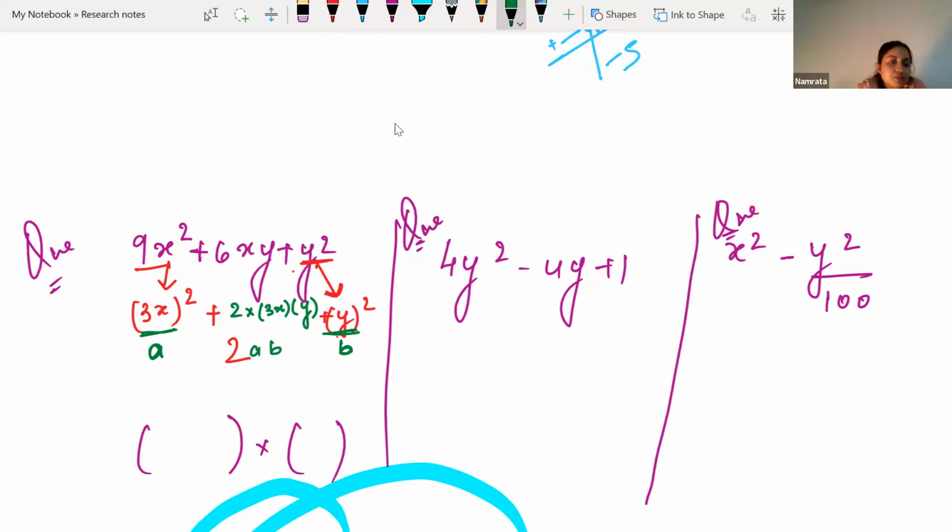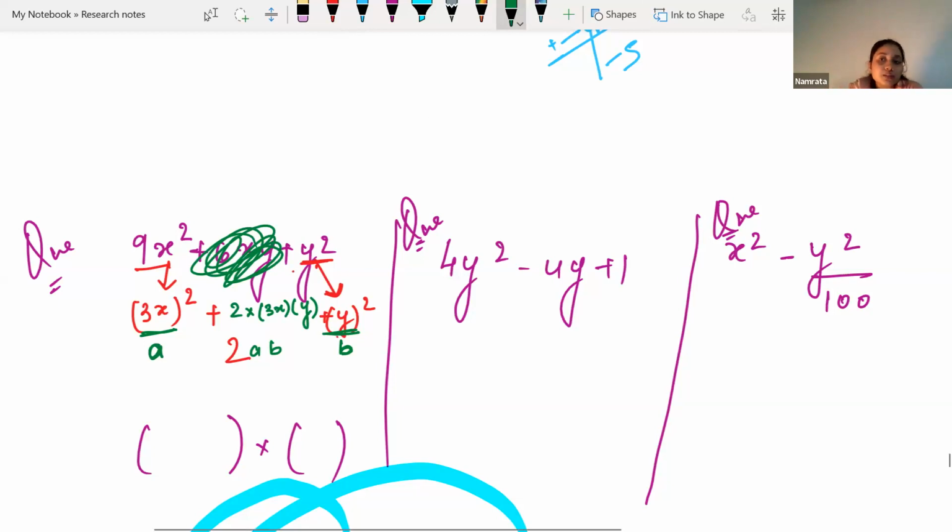And once we write it by ourselves, how am I writing 2ab? By myself I am writing. I am not looking at the question. I am just trying to write 2ab by myself, according to my a and my b. After making 2ab, I ended up getting 2 into 3x into y.